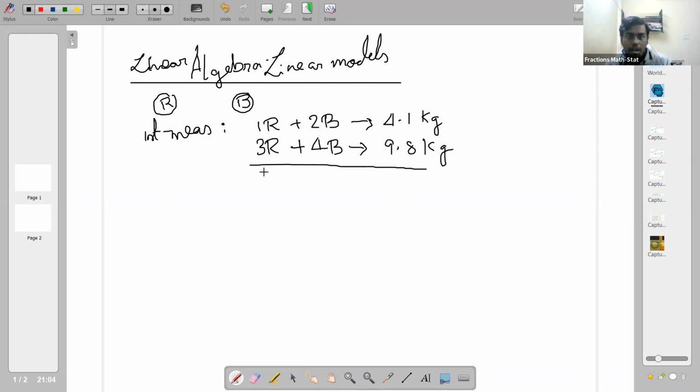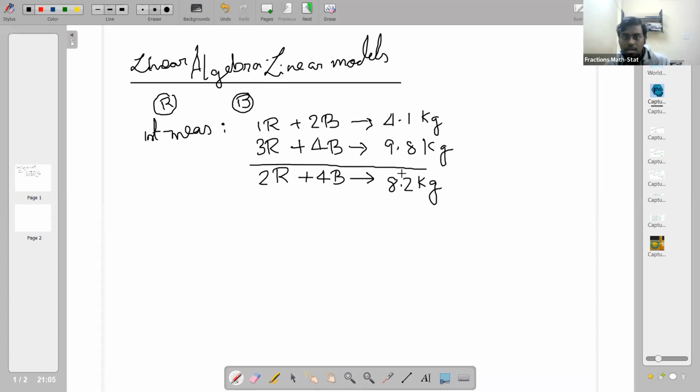But suppose you have a third measurement. Suppose you have 2 red balls and say 4 blue balls again, and the weight is say 8.2 kilograms. Suppose you have this additional information. Now if you look into this problem carefully, you will observe that these are systems of linear equation. So you have 3 equations but 2 variables. The 2 variables are the weight of the red ball and the weight of the blue ball.